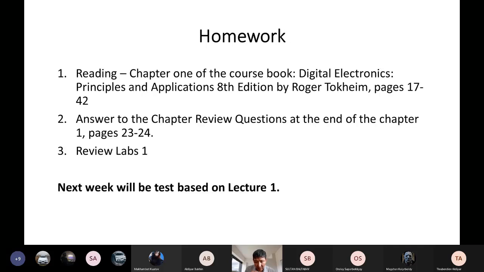Next, before we start, just homework. Please, on the weekends, read chapter 1 of the course book Digital Electronics by Roger Tokheim, pages 17 to 42. At the end of the pages, you will see some chapter review questions you need to answer, because next week we will do a test. If you do not read and do not answer, you could not pass the test, because you will get grades for this test, and you need to prepare. So read chapter 1 carefully and answer the questions.